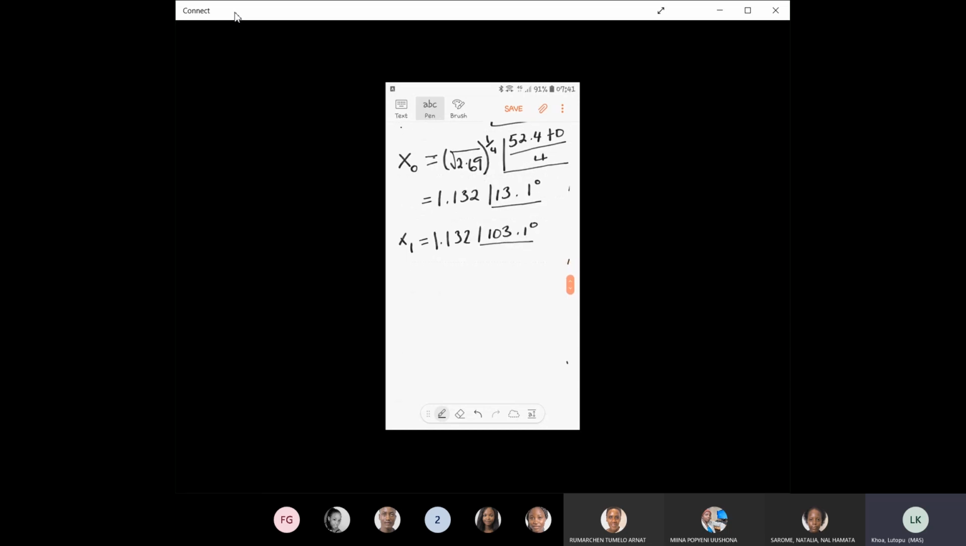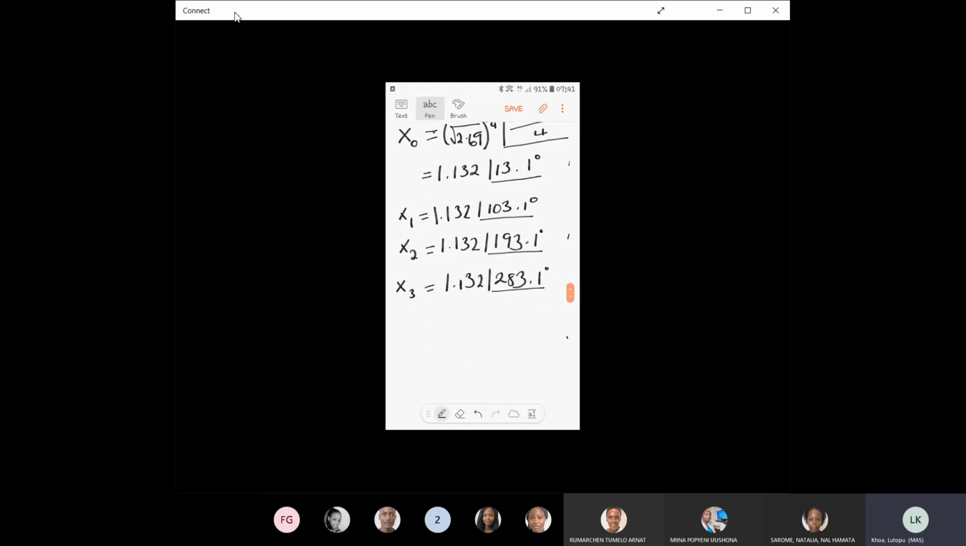Then the next one, x2, I get the same r, and I add 90 degrees. And then the last one, I add another 90 degrees. I have 283.1 degrees. So those are my 4 solutions. They are all 90 degrees away from each other.